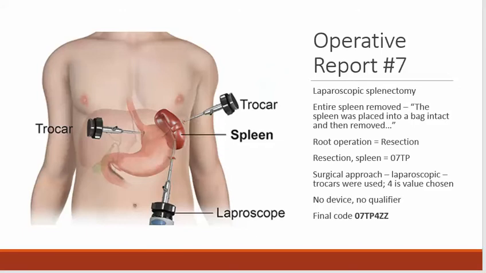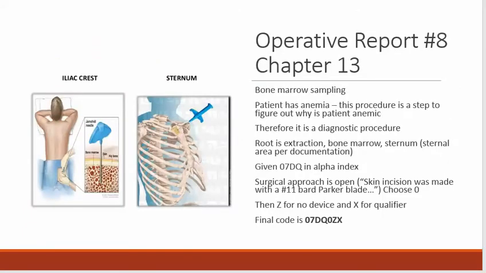And then our last one is similar to the earlier one. This is another bone marrow aspiration or bone marrow biopsy. It's a different anatomical location, however. In this case, the patient's having it done of the sternum or the sternal area. But again, it's the same idea. They're taking bone marrow to make a diagnosis. This patient has anemia. They want to find out if the patient has leukemia, for example, or some other blood disorder versus just the symptom of anemia. So the indexing is extraction, bone marrow, then sternum.